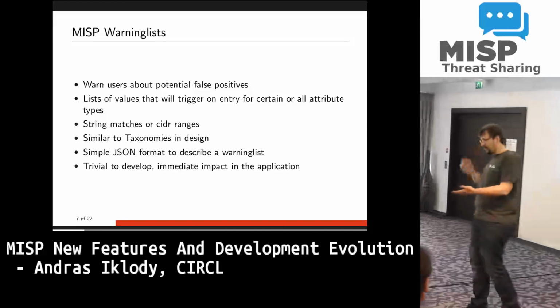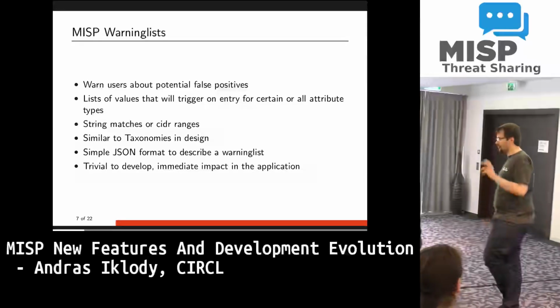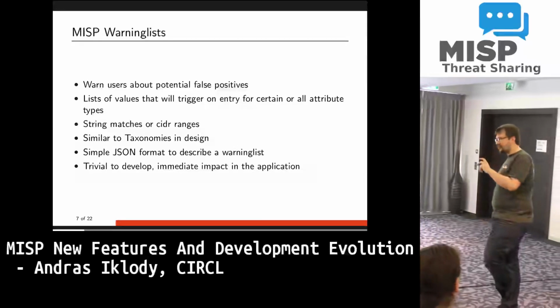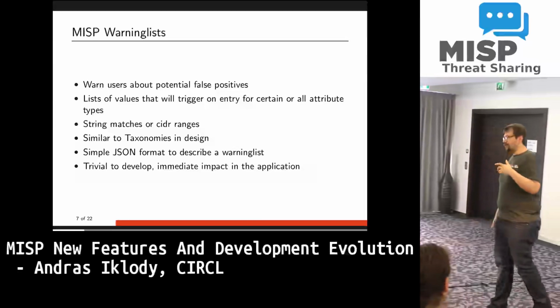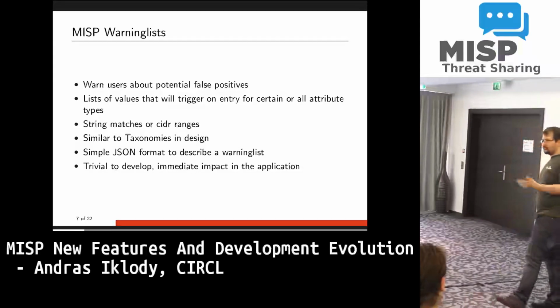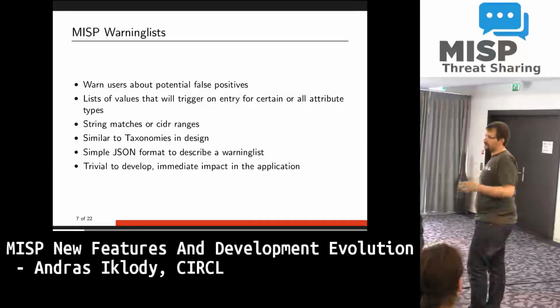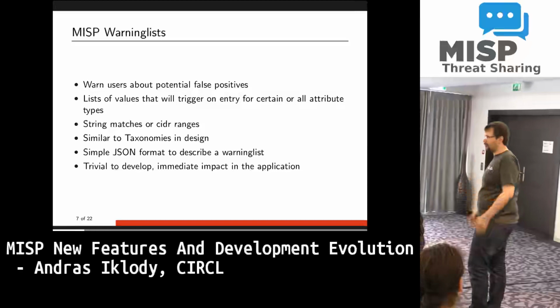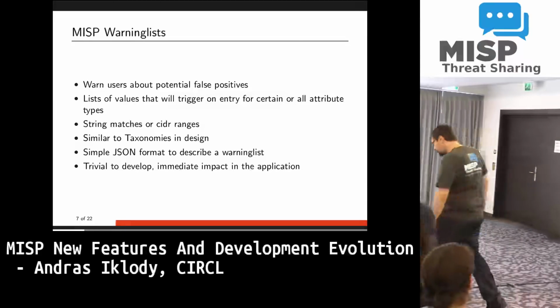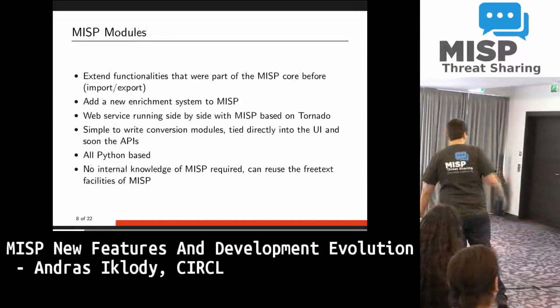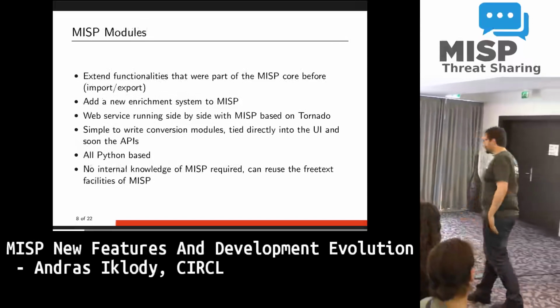We right now maintain something like 30 warning lists in the MISP warning list project. That includes things such as top 1,000 websites, empty file hashes, so typically things that you probably don't want to put in there as indicators. Yep. And again, the idea is it should be as easy to develop as possible.